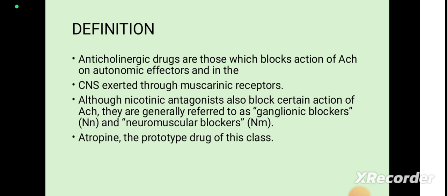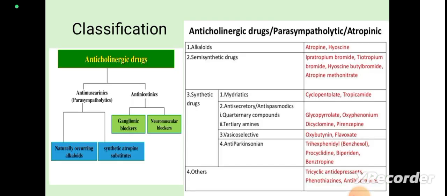Although nicotinic antagonists also block certain actions of ACh, acetylcholine, they are generally referred to as ganglionic blockers or neuromuscular blockers. Atropine is the prototype drug of this class. The drug of choice here is atropine. Now, next we have classification.